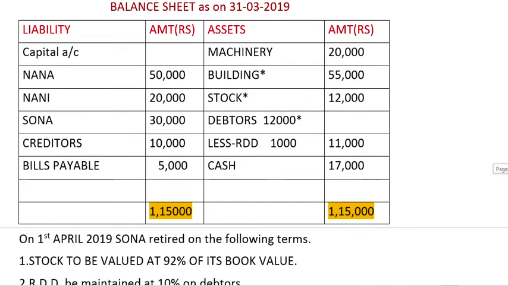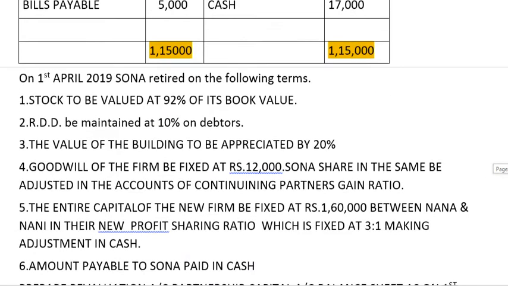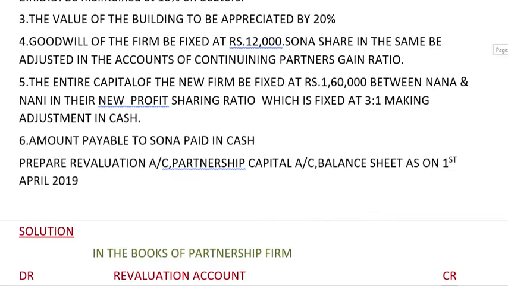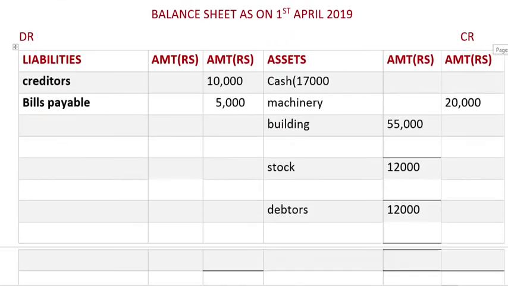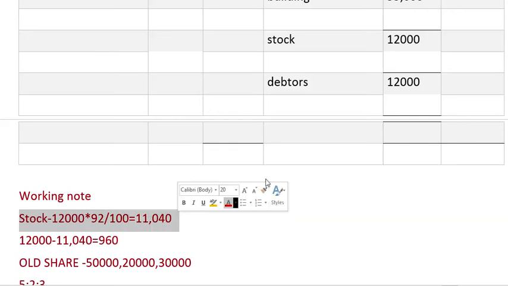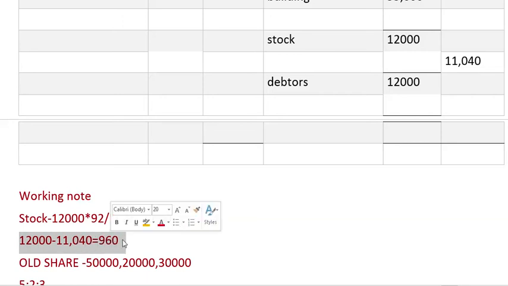Now let's move towards the adjustments. Posting of this balance sheet is already done. Stock to be valued at 92% of its book value. So stock, how much is it? It is 12,000. So 92% of 12,000. In the working note we'll write stock 12,000 multiplied by 92 divided by 100, that gives 11,040. So this will go in the outer column, 11,040, and 12,000 minus 11,040 gives 960.